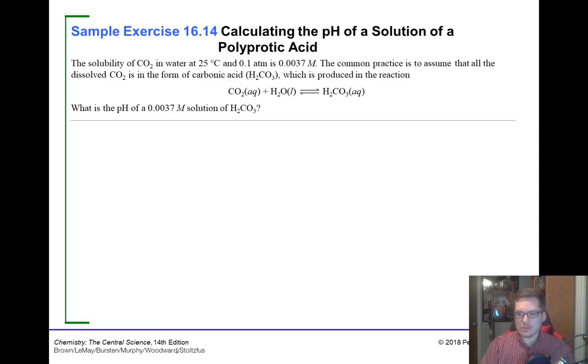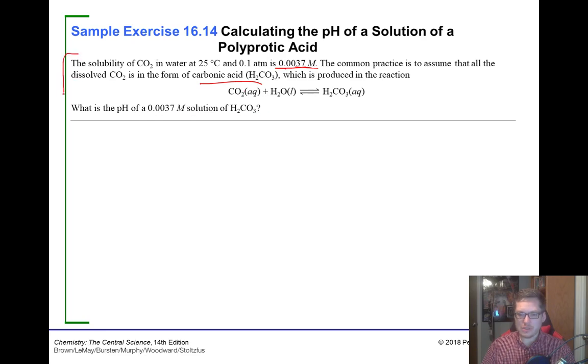All right, so we're going to walk through this problem here, and then we'll do a practice problem on our own. It says the solubility of CO2 in water at 25 degrees Celsius and 0.1 atmospheres is 0.0037 molarity. The common practice is to assume that all the dissolved CO2 is in the form of carbonic acid, which is produced in this reaction. And it says, what is the pH of a 0.0037 molar solution of carbonic acid?